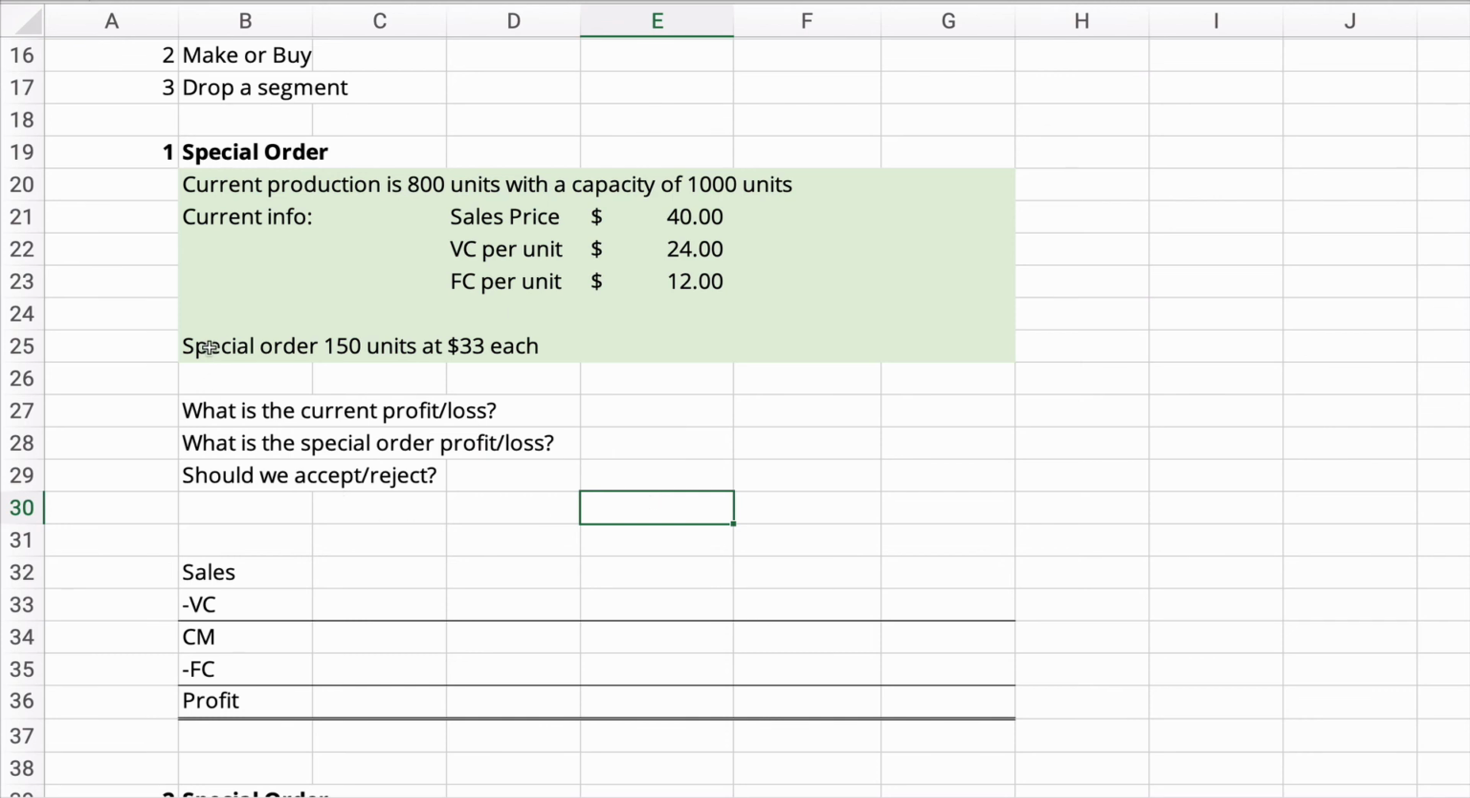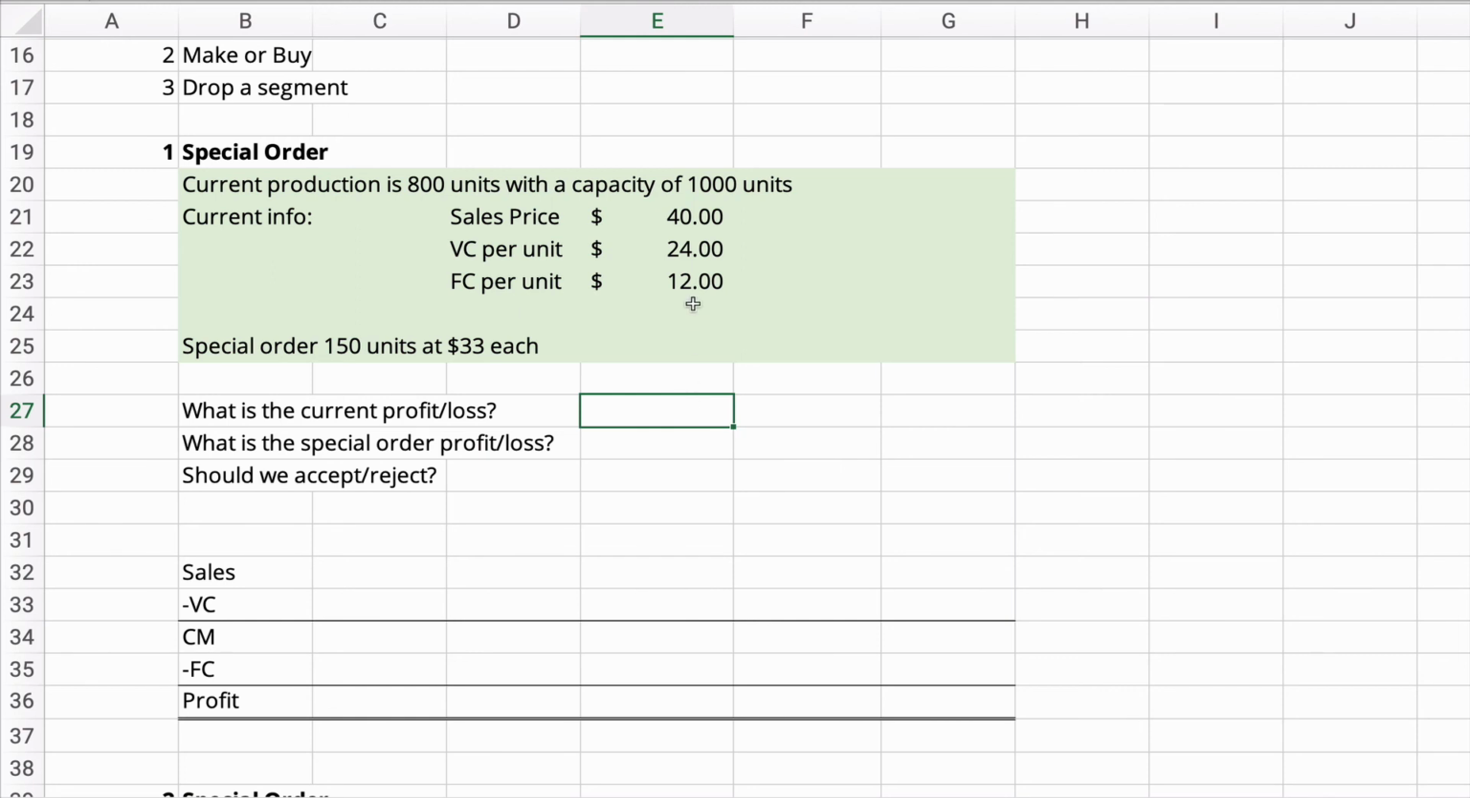Somebody comes along and says, we would love a special order of 150 at $33 each. Now, we're selling at $40 each. So are we willing to sell 150 just with no marketing, no extra work except to make the product? We can sell 150 at $33 each. So we'll do it if we're making a profit. We won't do it if we're going to have a loss. So what is our current profit or loss? Let's just see if we can answer the questions here.